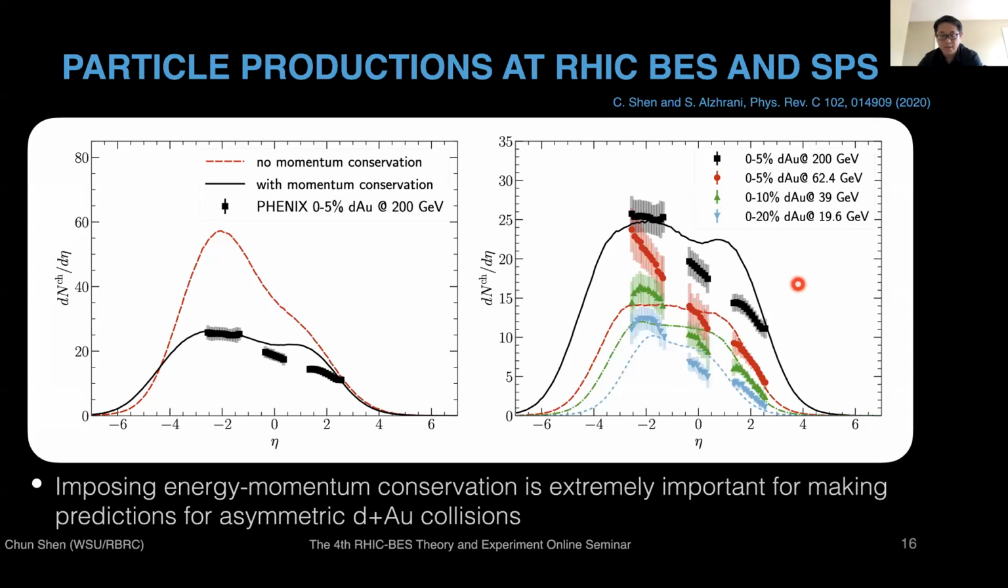Using the model, we can now calculate the D-Gold particle distributions from 200 down to 19.6 GeV, where there are finite measurements from the Beam Energy Scan for these small systems. As you can see, this model reasonably reproduces the central mass of these rapidity distributions. However, the slope is too flat compared to the measurements, which I will come back to later once we have more improvements on the model side.